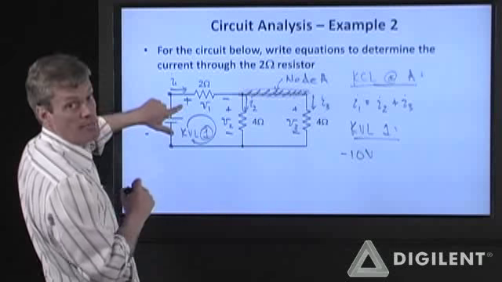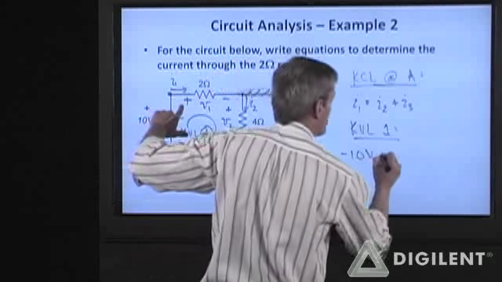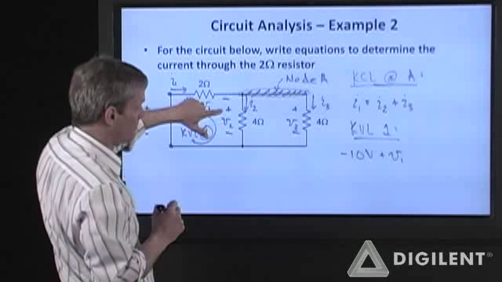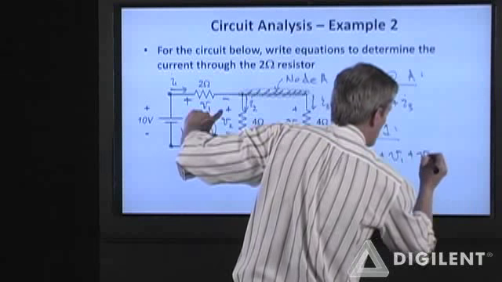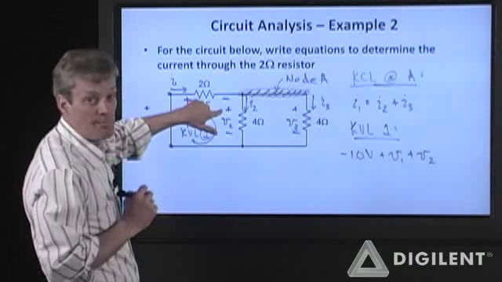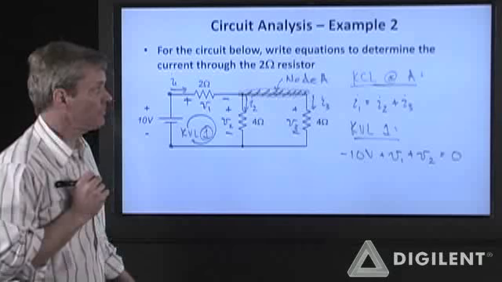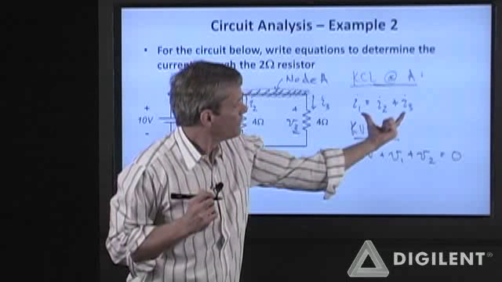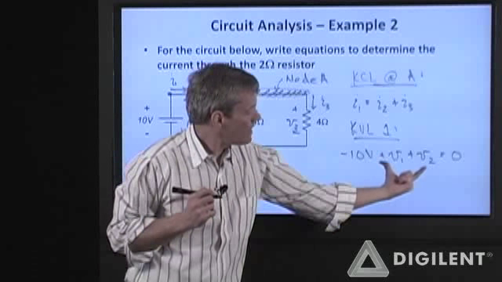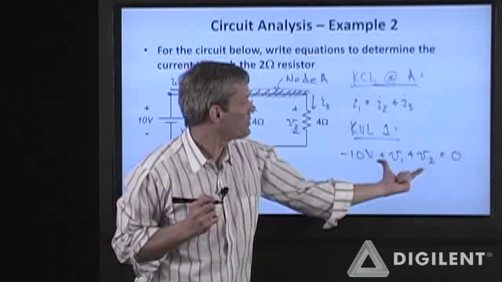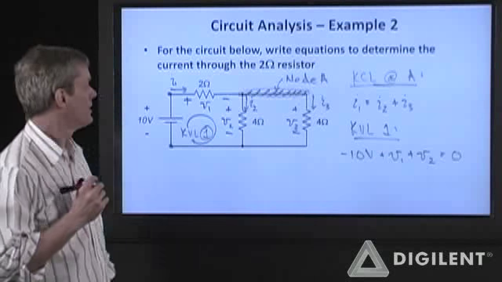I see the positive terminal of V1 first, so I get a plus V1. I see the positive terminal of V2 first, and that becomes a positive contribution. Those guys sum up to 0. So far I have one equation with 3 unknowns. I've added another equation. I have 2 more unknowns. I so far have 2 equations and 5 unknowns.